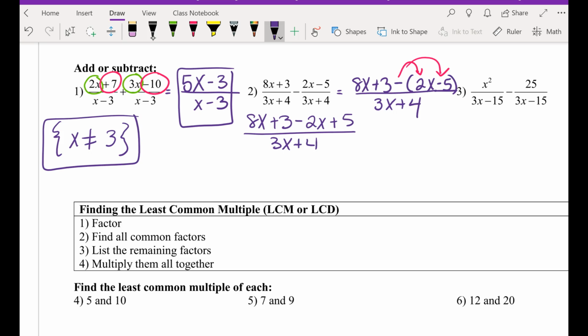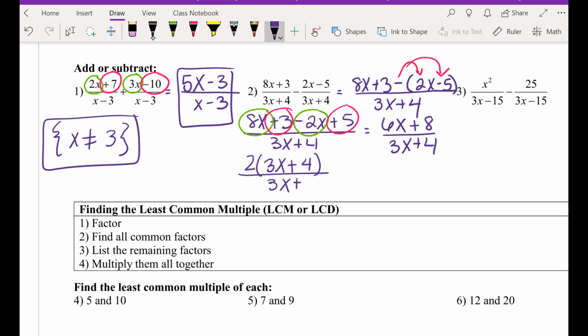Combine like terms on the top for me, Maurice. 8x and a negative 2x, what would that make? 6. Good. Then 3 and a 5, Wyatt, what would that make? Good. All over 3x plus 4. Do we box that up? No. Can we factor the numerator? Can you, Ashley, tell me what to factor out? You factor out 2. And then we are left with 3x plus 4 all over 3x plus 4.